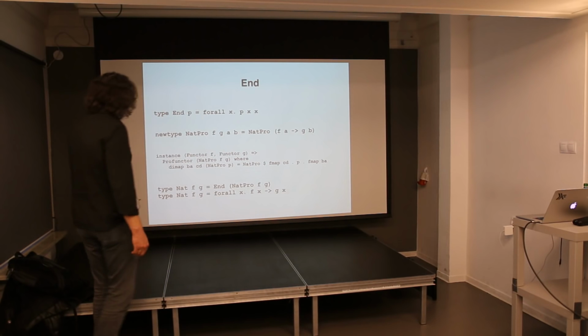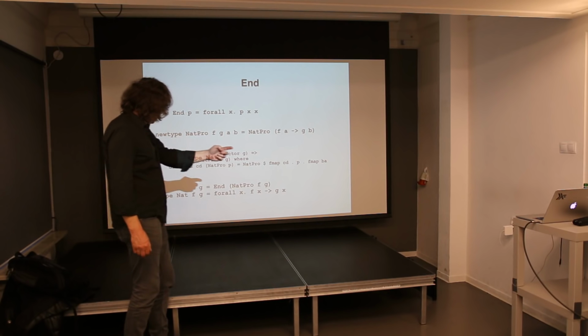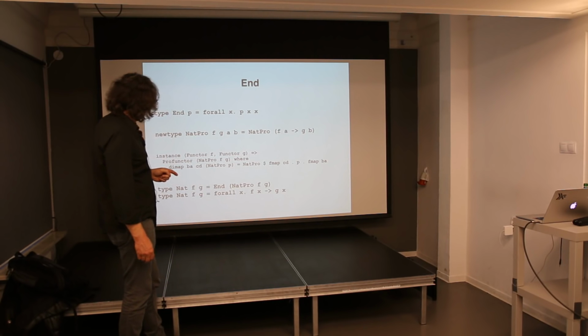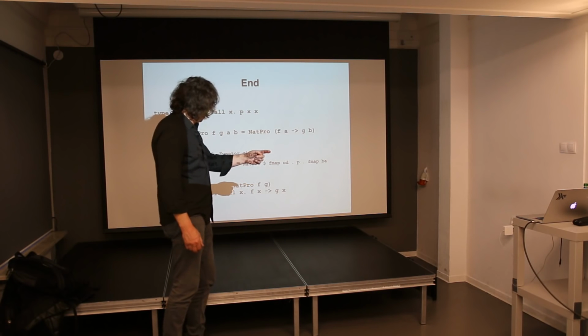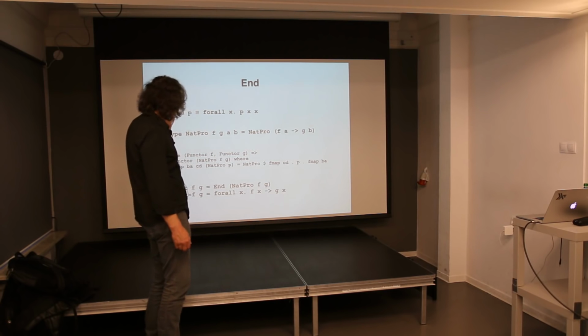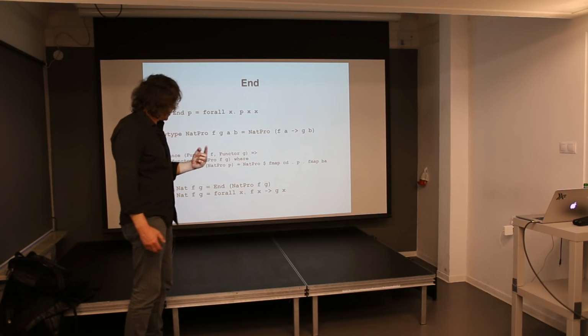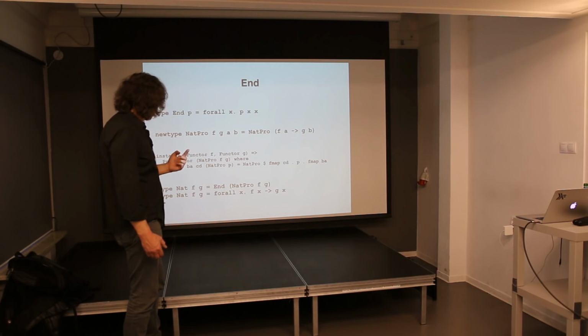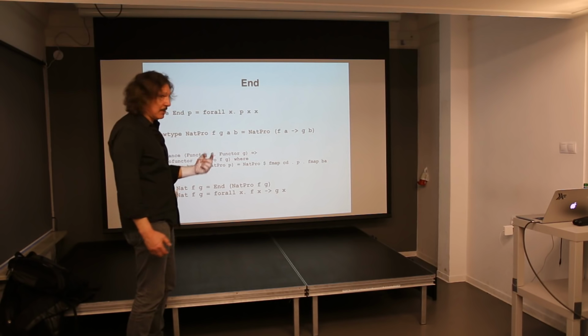Now, since this is a bifunctor, I can take an end of this. The end of Nat Pro FG, which is a profunctor in A and B, I can take an end of it, and I call this type Nat. Why? Because these are natural transformations.